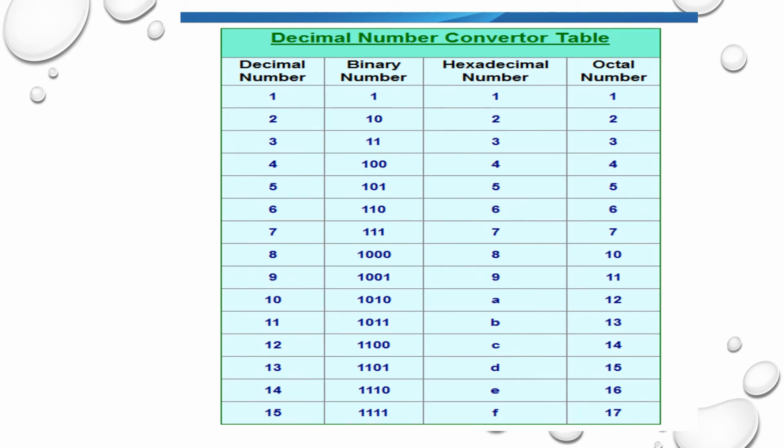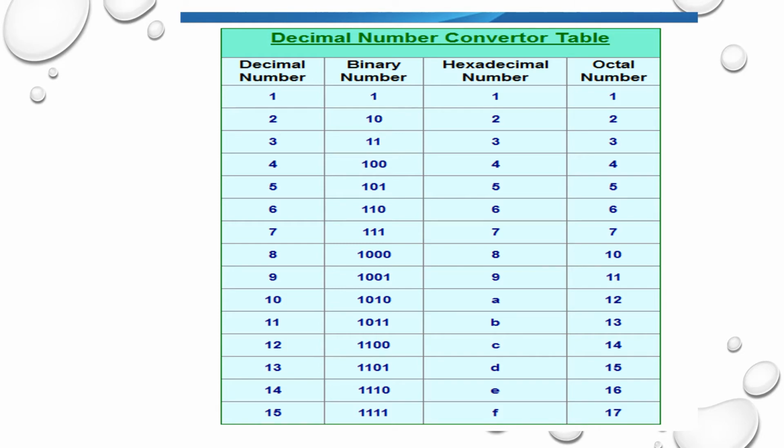This table gives the decimal number conversion table. The first column represents decimal numbers from 0 to 15. The second column represents binary numbers. So 1 is represented as 1, 2 means 10, 3 means 11, 4 means 100, 5 means 101, 6 means 110, and 7 means 111. So likewise we can write it up to 15. For example, I am just giving the decimal number conversion table from 1 to 15.